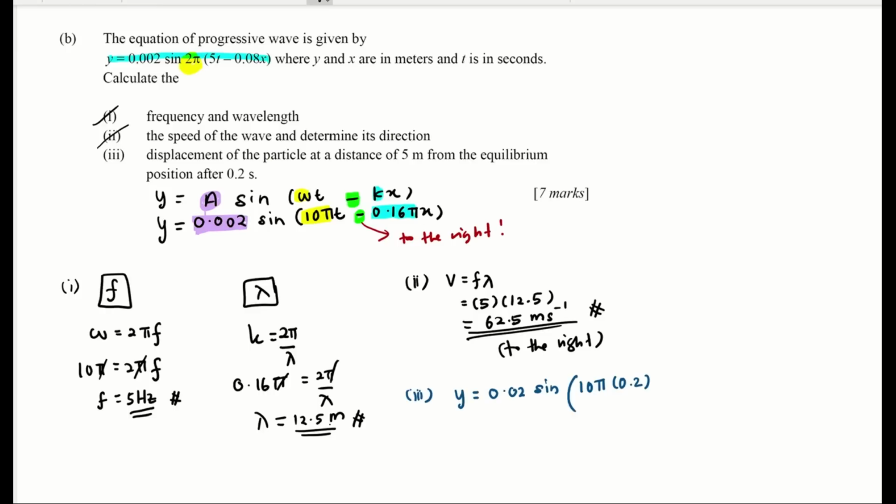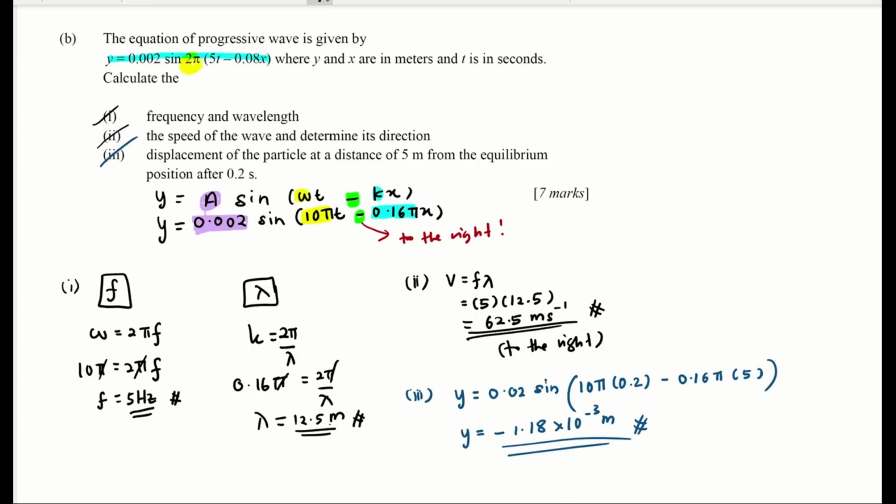Okay, and minus 0.16 pi. So the distance is given as 5 meter. If the question gives it in centimeter, make sure you convert to meter. Okay, so we substitute 5 meter there. Okay, so press the calculator carefully, make sure the calculator is in radian mode. So finally, y is equal to negative 1.18 times 10 to the power of negative 3 meter. Okay, so this is the answer for question B3.